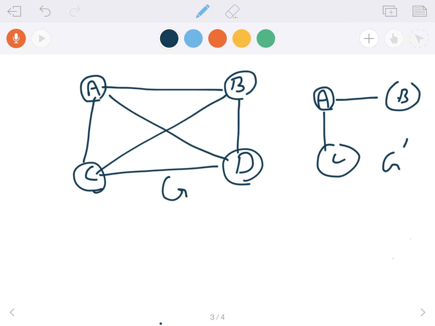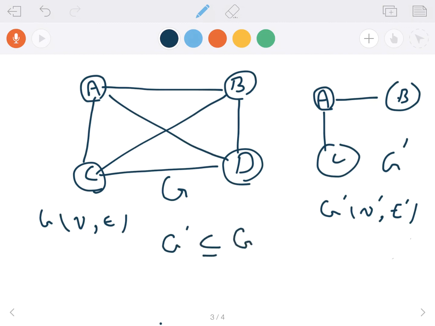So if we have the graph G with a set of vertices V and edges E, and here we have G prime with V prime and E prime, then G prime is a subgraph of G because V prime is a subset of V, and E prime is also a subset of E.